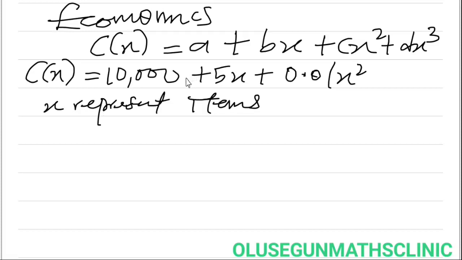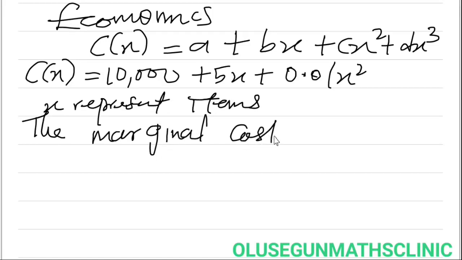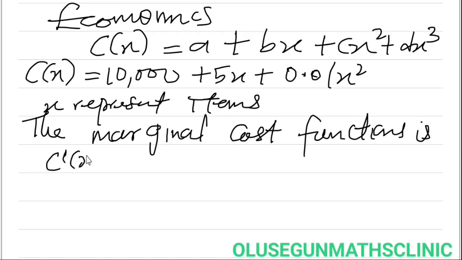Now, the marginal cost function will give you the rate of change of the cost of the items. So the marginal cost function is the derivative of this, which gives 5 plus 0.02x. So that's all.